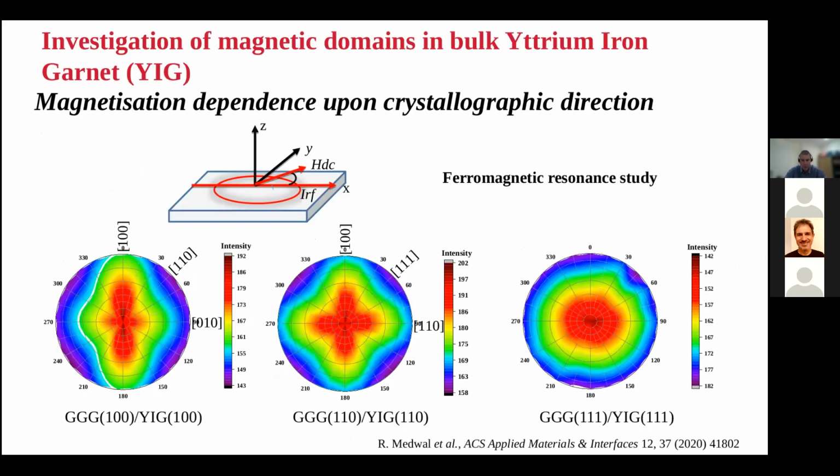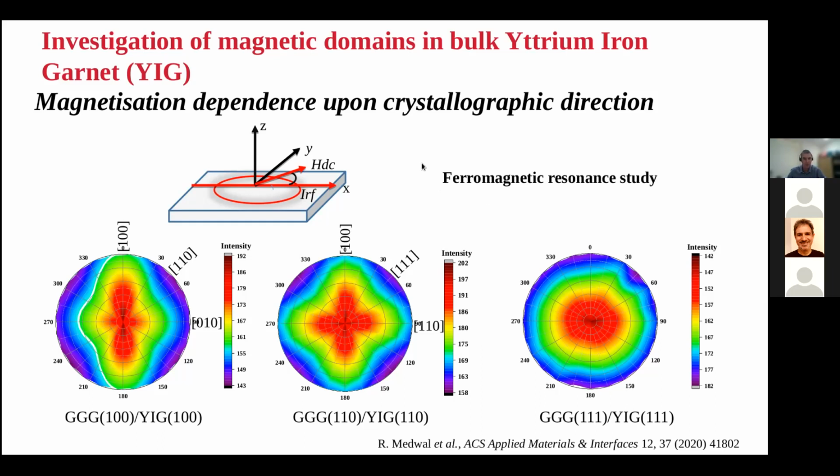I'm mainly working with a group in NIE, who are working on YIG. What they have found is that, depending on the crystallographic orientation of the YIG, the ferromagnetic resonance is different. First, they wanted to know the quality of the interface between the GGG substrate and the YIG film that has been grown on top.